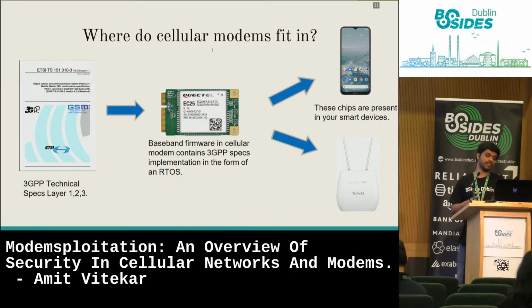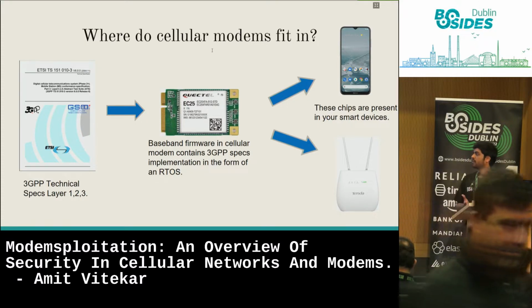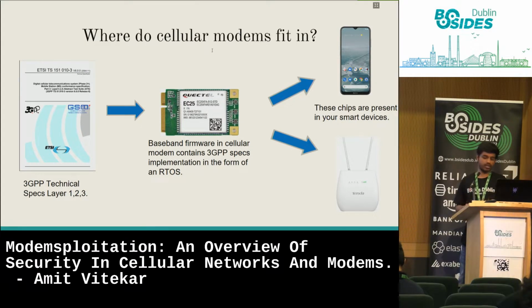As I said, baseband firmware in a cellular modem contains 3GPP specs, and it is implemented in the form of an RTOS. Also, sometimes it has been found to be available in the form of embedded Linux or open source Linux systems.